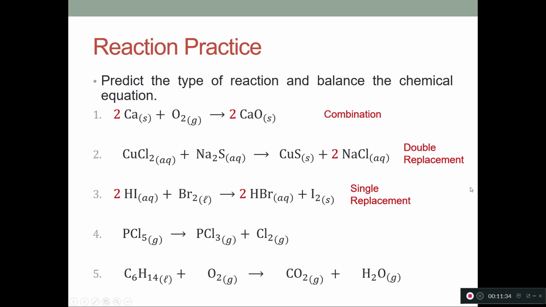The next one, we have phosphorus pentachloride becoming phosphorus trichloride and chlorine. We see that we have 5 chlorides in the reactants and in the products, 1 phosphorus in the reactants, 1 in the products, so that one is already balanced. But this would be a decomposition, where we have 1 thing becoming 2 things here. The one below that, we have a hydrocarbon plus oxygen becoming carbon dioxide plus water. That is the hallmark of a combustion reaction, and so we would just need to balance this, and we would end up with this, and that would be a combustion reaction.